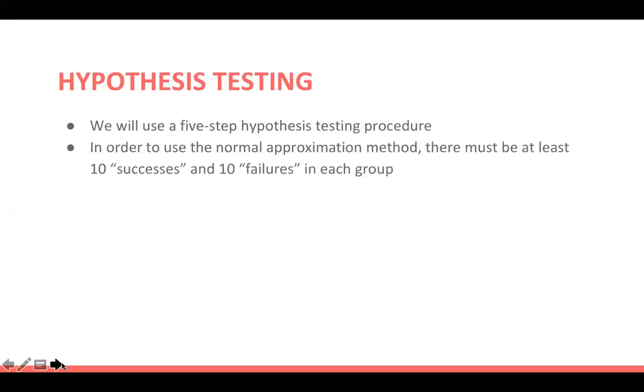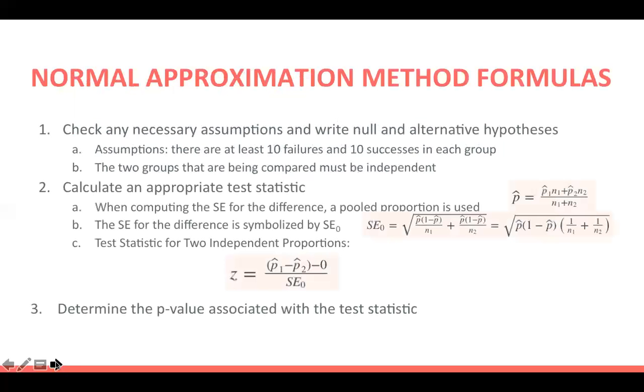So you'll see a lot of similar things from Lesson 8 and Lesson 9. So we're going to be using the same 5-step hypothesis testing procedure. And in order to use the normal approximation method, there must be at least 10 successes and 10 failures in each group. So first, we're going to check any necessary assumptions and write our null and alternative hypotheses. So our assumptions are that, again, there are at least 10 successes and 10 failures in each group. And also the two groups that we are comparing must be independent of one another, so they cannot be related or paired in any way.